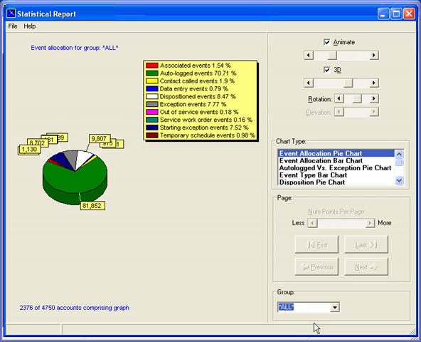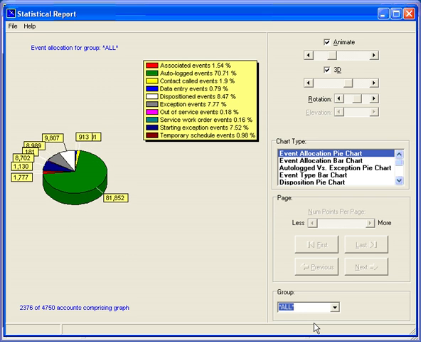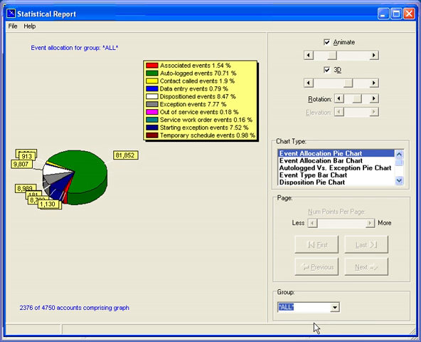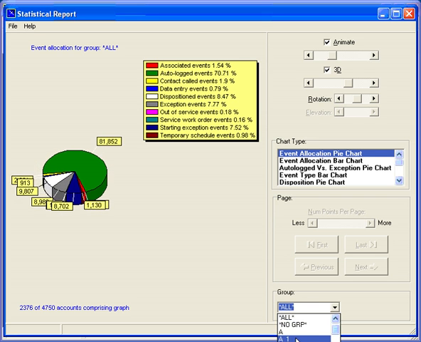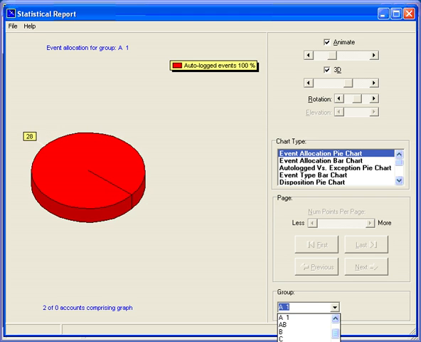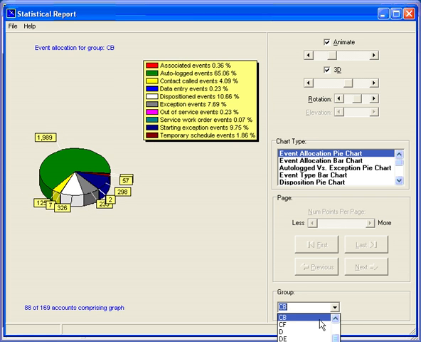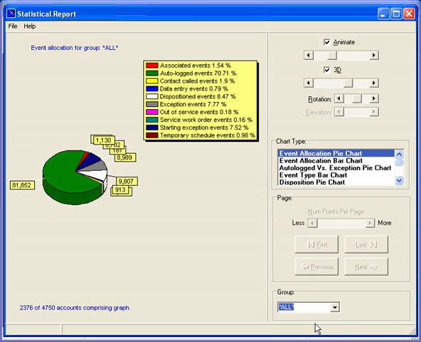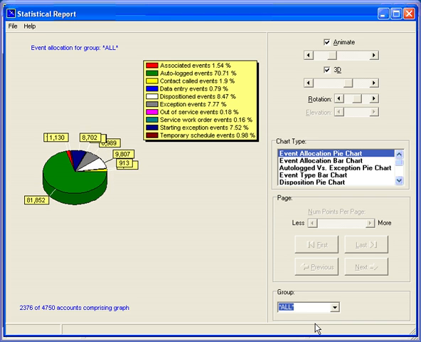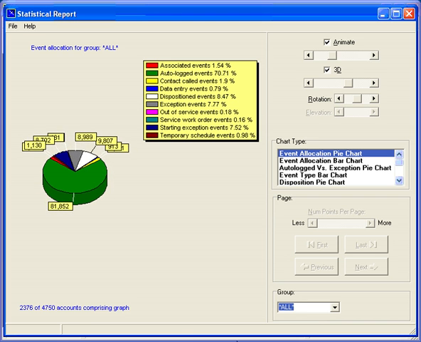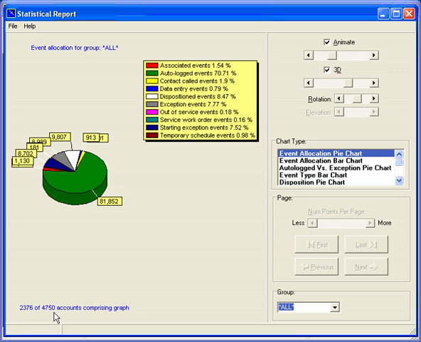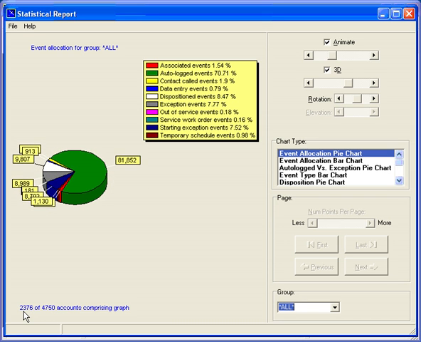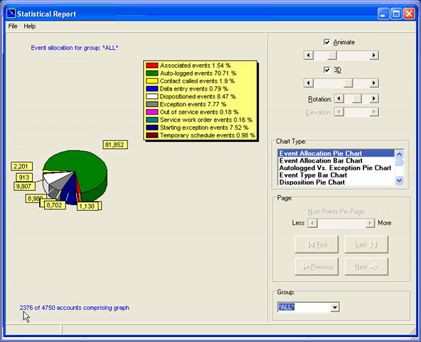Now when the statistical report first comes up, we're probably going to want to choose all so we can get a feel for these signals for all dealers and all groups. We can choose the groupings individually so we can see comparisons from one group to another for all of our graphs. For talking sake though, and demonstration purposes, I'm going to select all dealers so we get an excellent idea. Out of the approximate 4,750 accounts, actual history was found on 2,376.